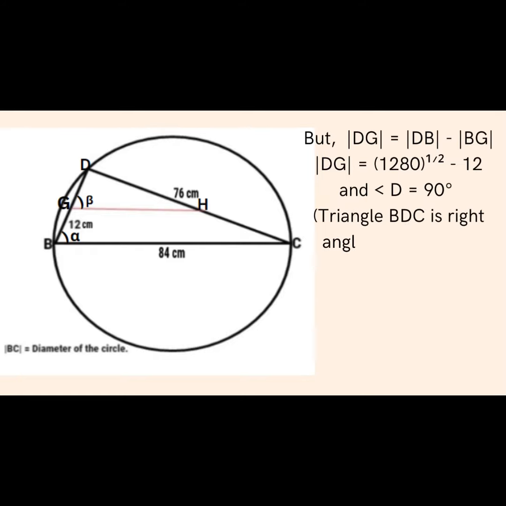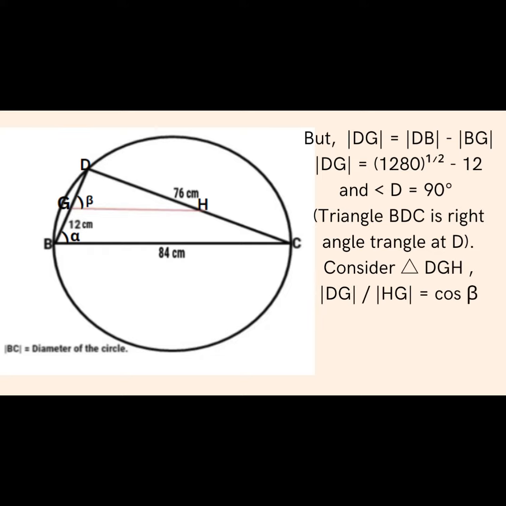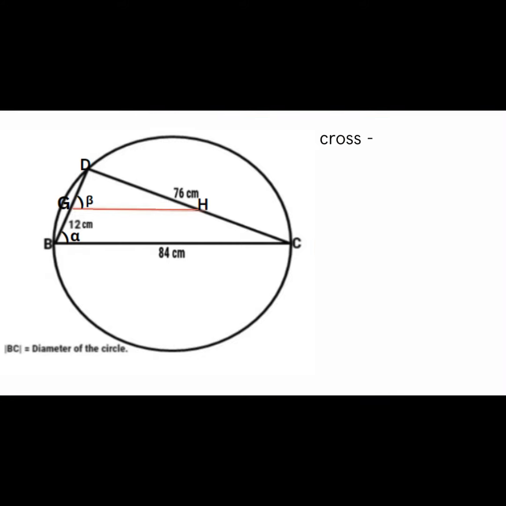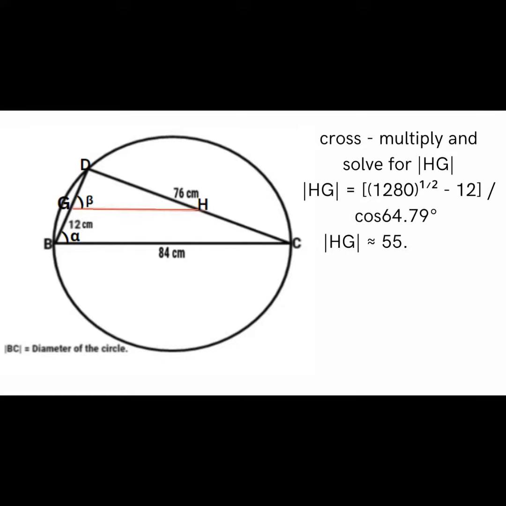And from triangle DGH, the square root of 1280 minus 12, all divided by HG, equals cosine 64.79 degrees. Cross multiply and solve for HG, which gives approximately 55.8229 centimeters, which can be rounded off to 2 decimal places as 55.82 centimeters, which is the length of the red line.